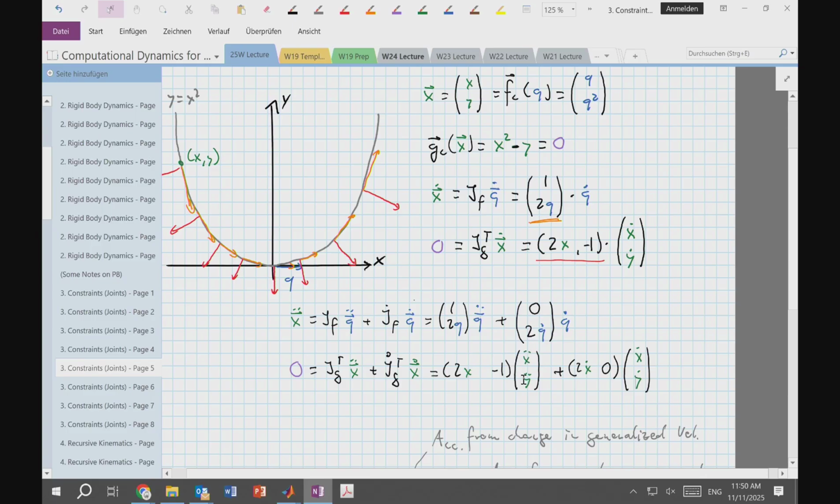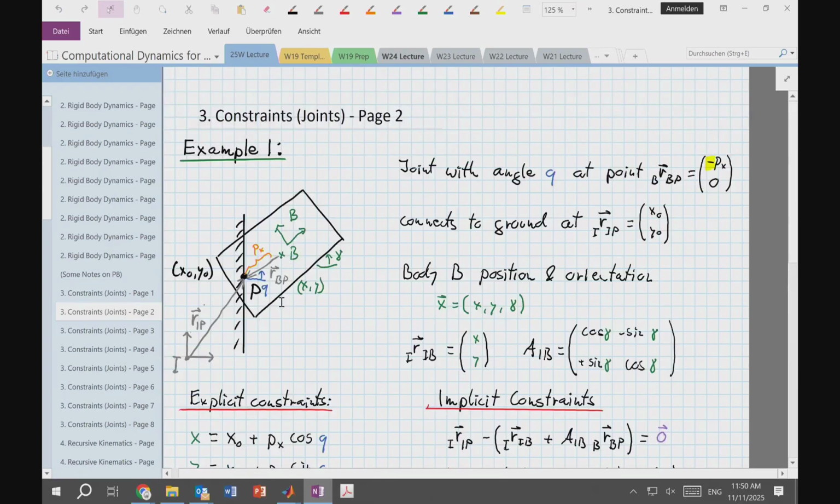So, any questions about implicit and explicit constraints? I have a question for you. Let's go back to this example, and maybe I'll do this here on the board. We said we want to do an implicit constraint for this guy.